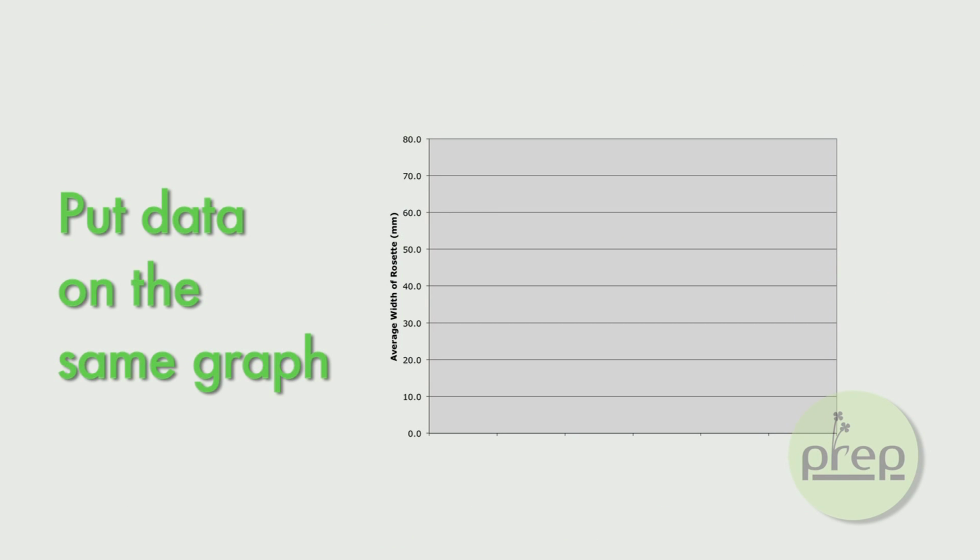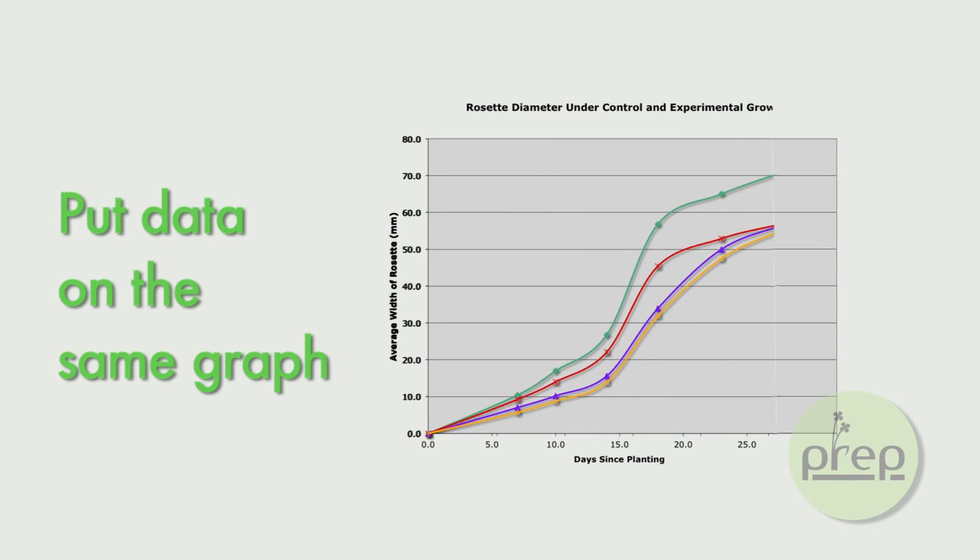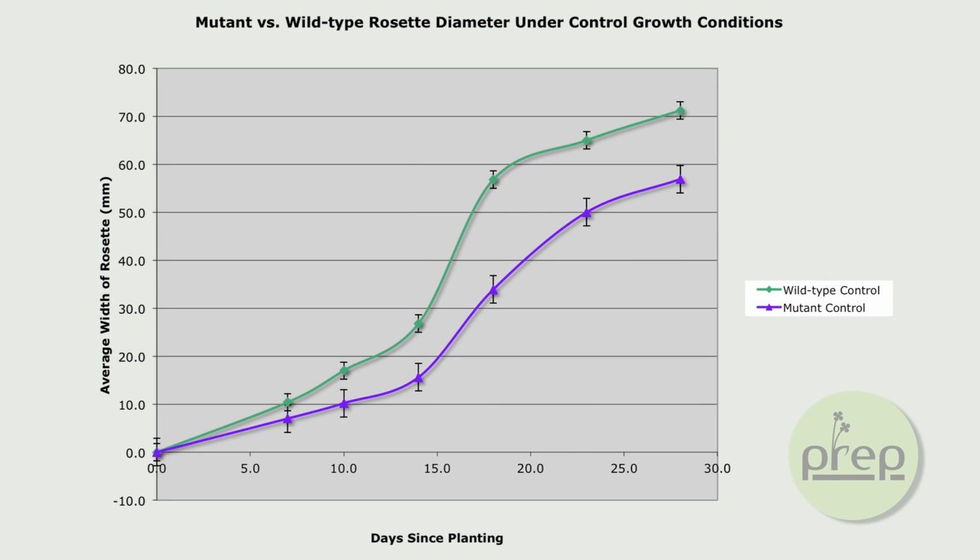Put mutant and wild-type data on the same graph. You can put the control mutant and wild-type data on one graph and the experimental mutant and wild-type data on a separate graph if you'd like, but plotting the data from all four pots on a single graph is ideal. If there's a wide range in your raw data, then you can convey that in your graph with error bars.